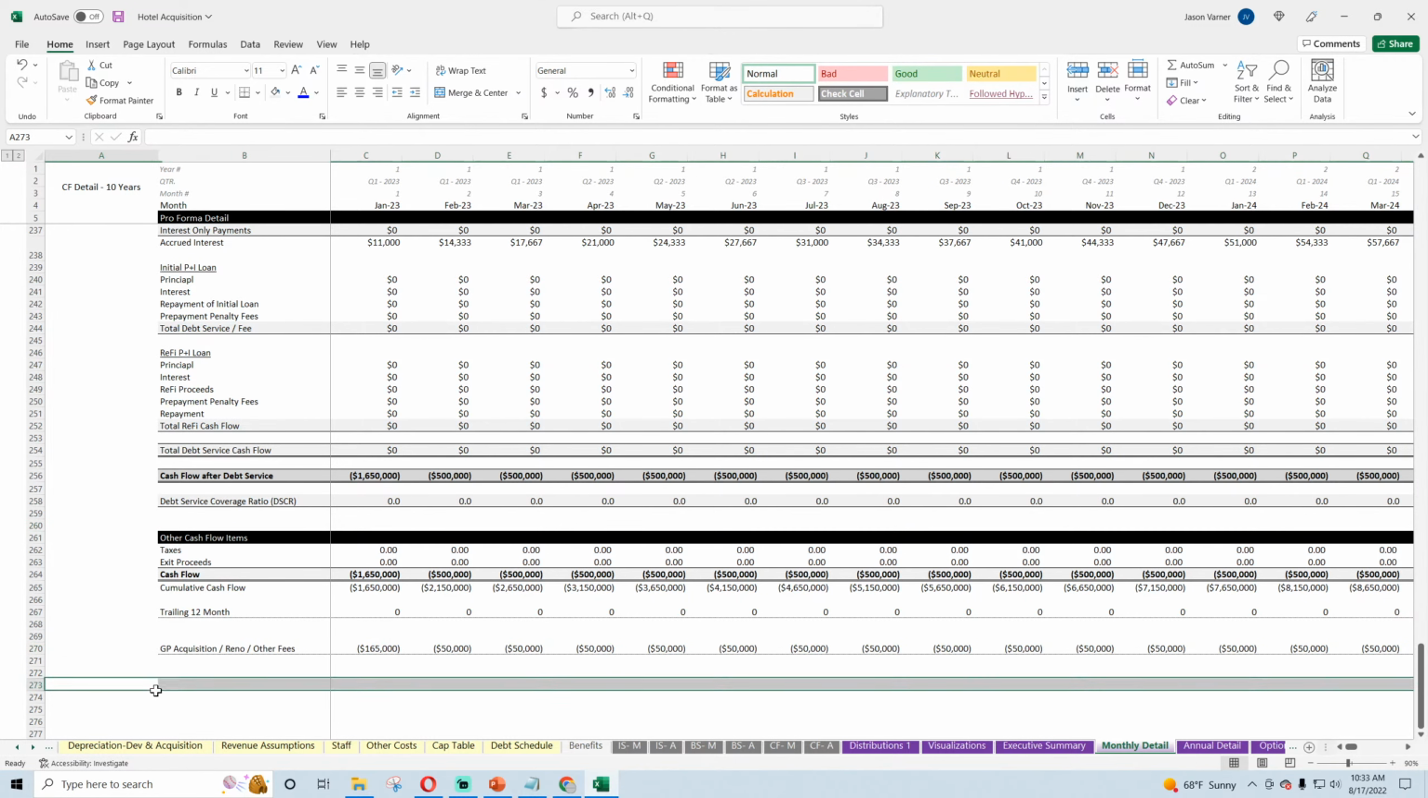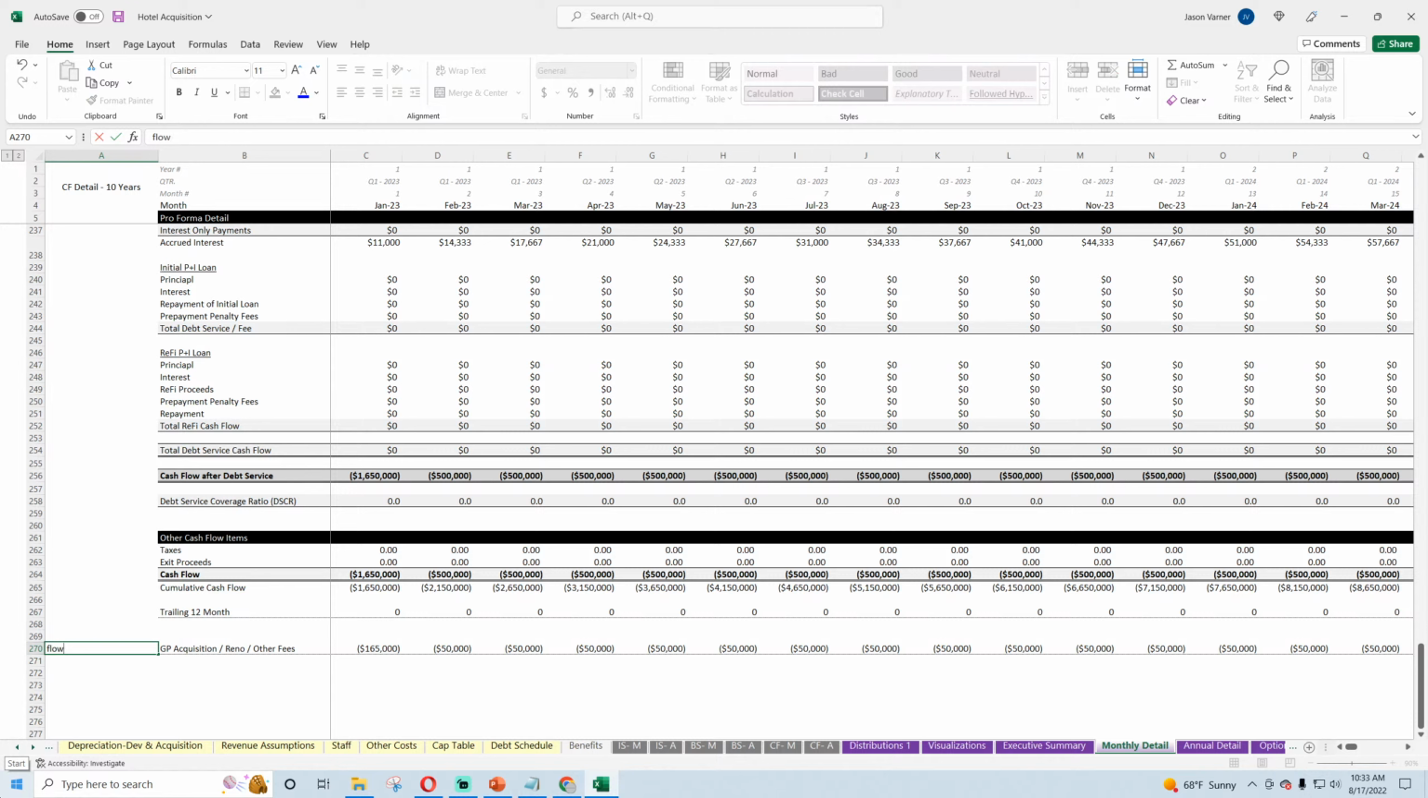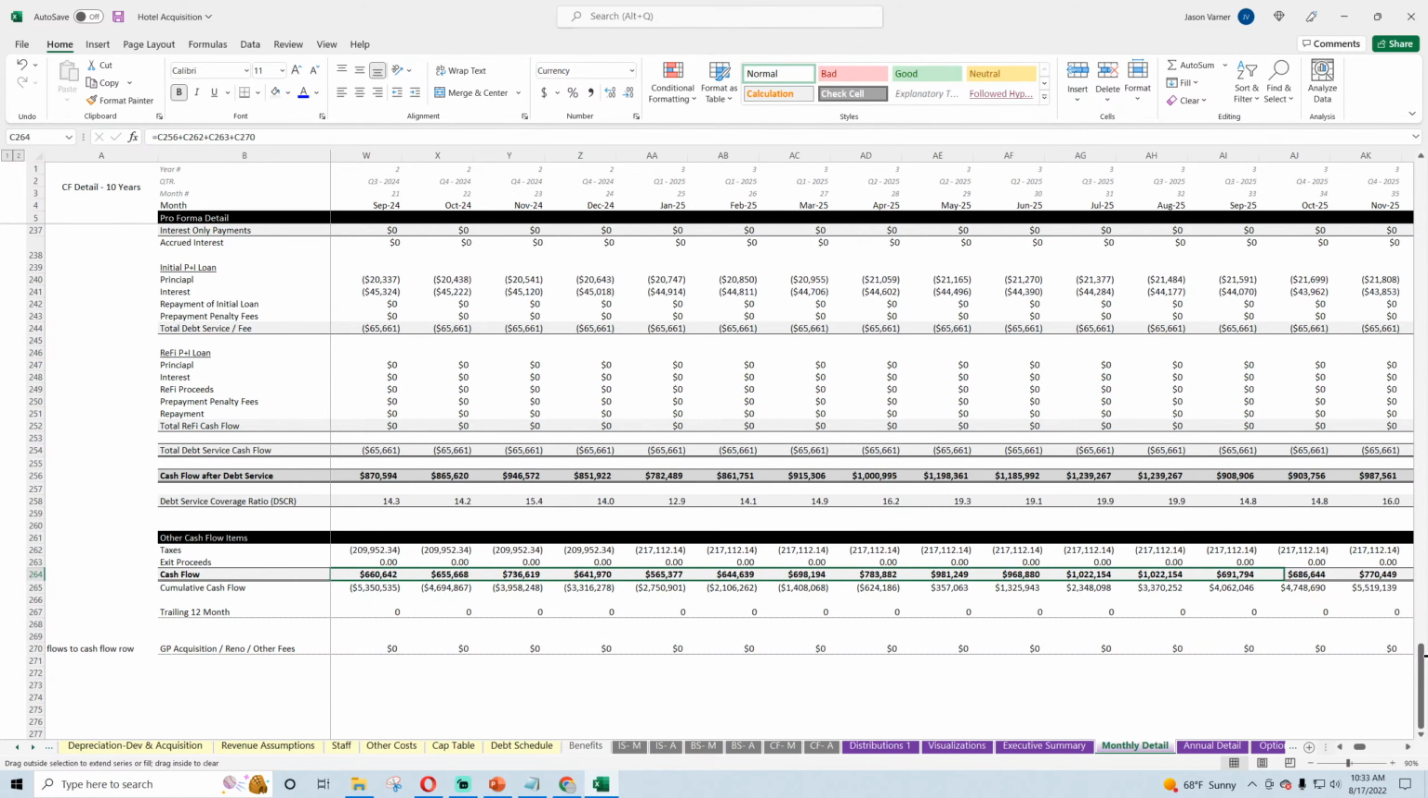Let's put it down here. And then we'll put flows to cash flow row. Okay, so it's just a number that reduces cash flow, so we add it here. And it's a number that goes back to the sponsor, all of it.